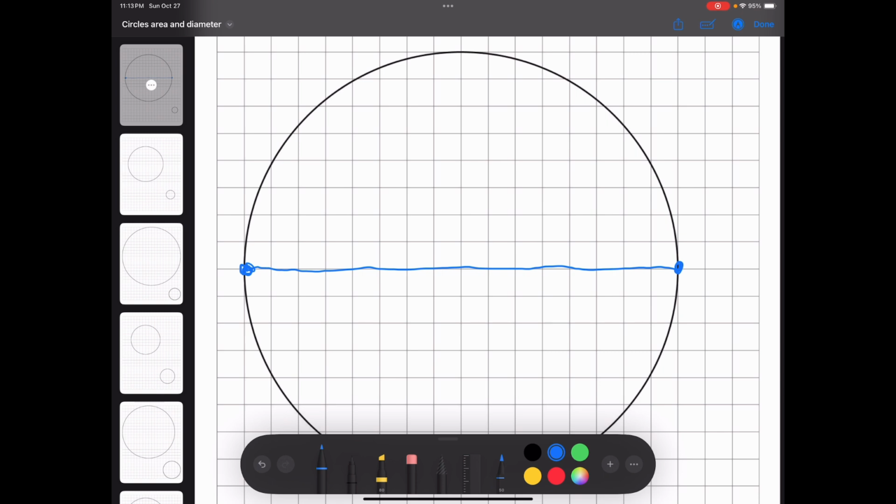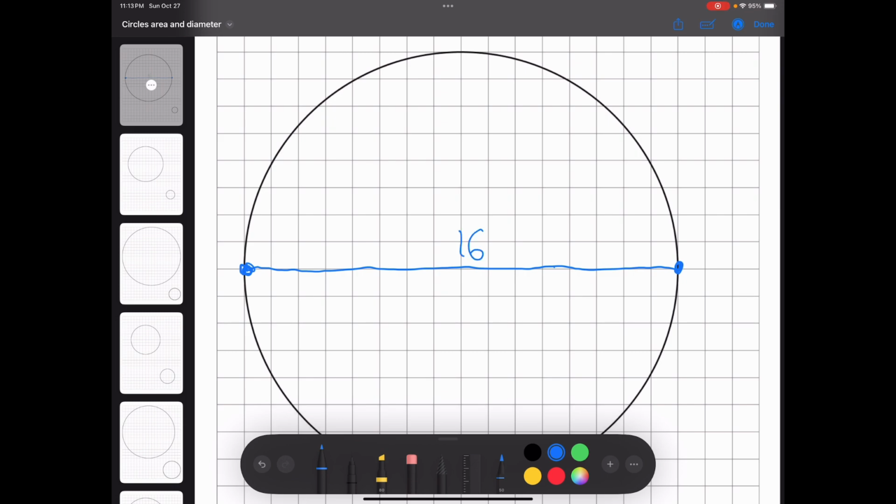So now we could just count. Sometimes you can measure it with a ruler. This time they give us a grid, so you can count the units. 1, 2, 3, 4, 5, 6, 7, 8, 9, 10, 11, 12, 13, 14, 15, 16. So the diameter is 16.